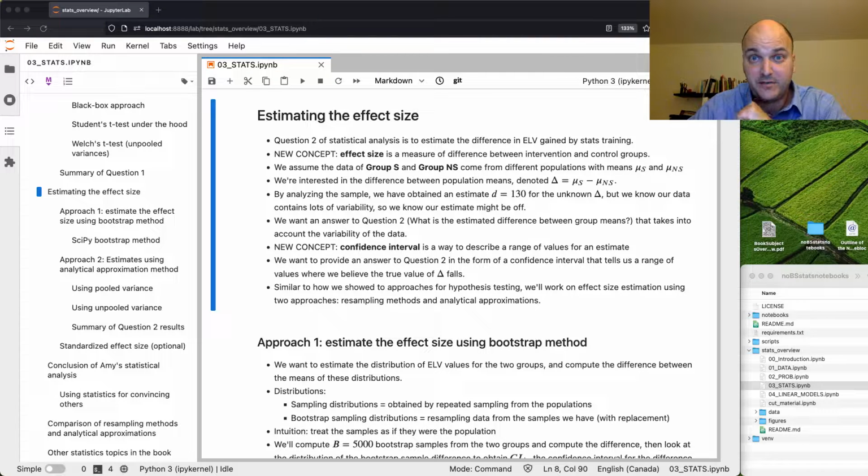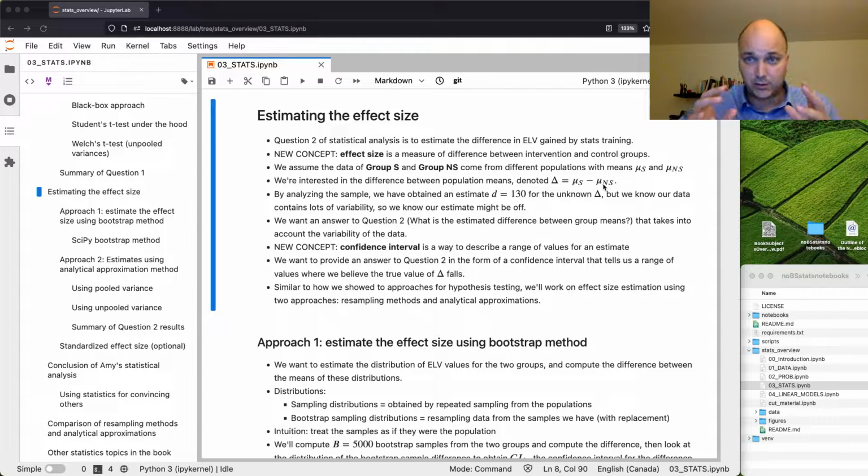Welcome to the main event. Finally, we get to measure the effect size, which is what we've been trying to do since the beginning. Remember, we have the group of employees who have undergone statistical training and the control group who did no statistical training. So let's assume the mean employee lifetime value for each group is mu s and mu ns.